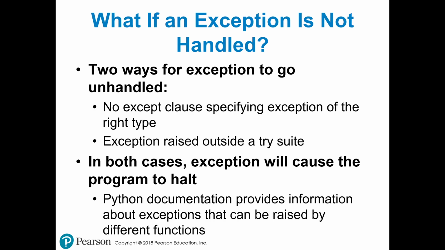All right, so what if an exception is not handled? There are two ways for an exception to go unhandled. One, there's no except clause for the type, and we don't have a default, in which case we're not going to handle it. The second is that it happens outside of a try suite. In both cases, the exception will cause the program to halt. The Python docs have all the information about all the different exceptions. Generally speaking, if a library function or a function that you're using throws an exception, you should have an except clause to handle that exception, right? You should never let your program just flat out crash. You should always handle your exceptions.